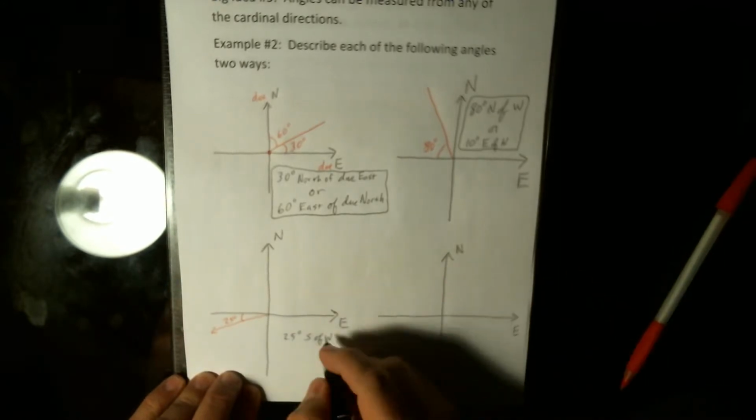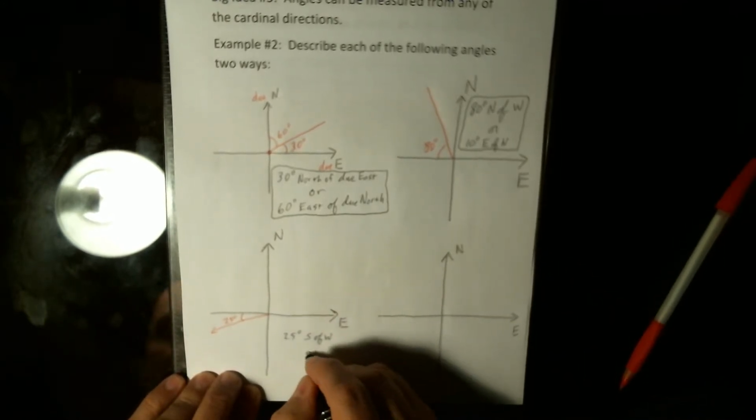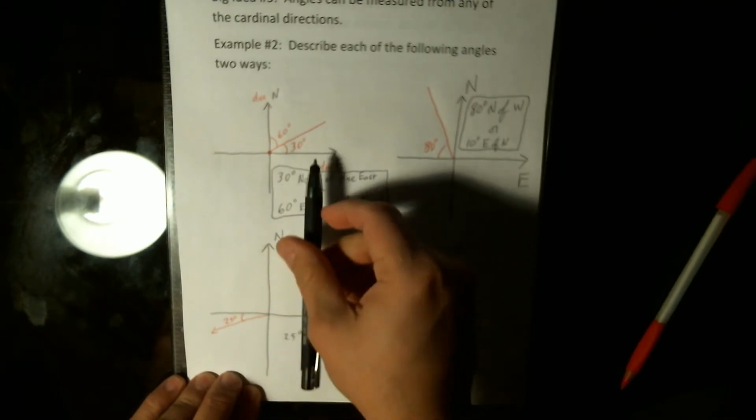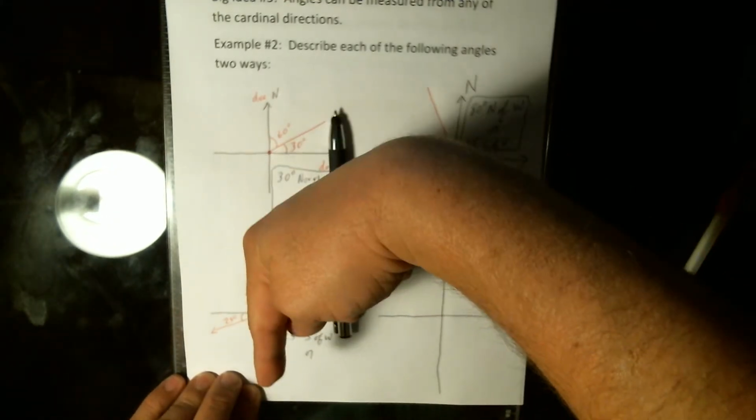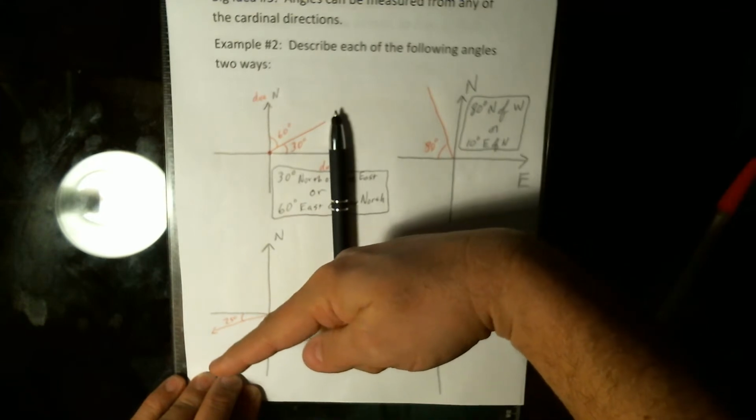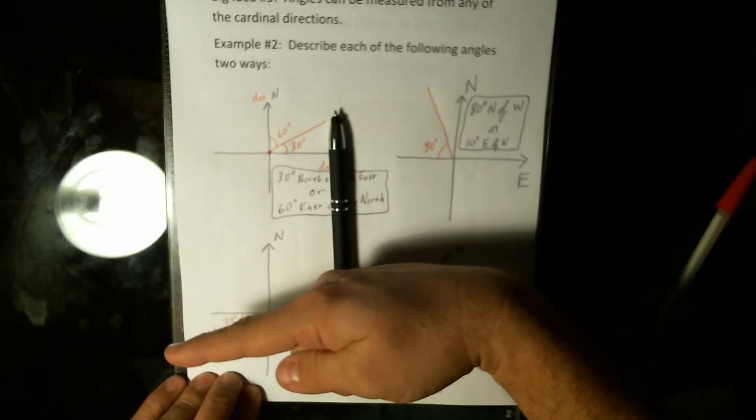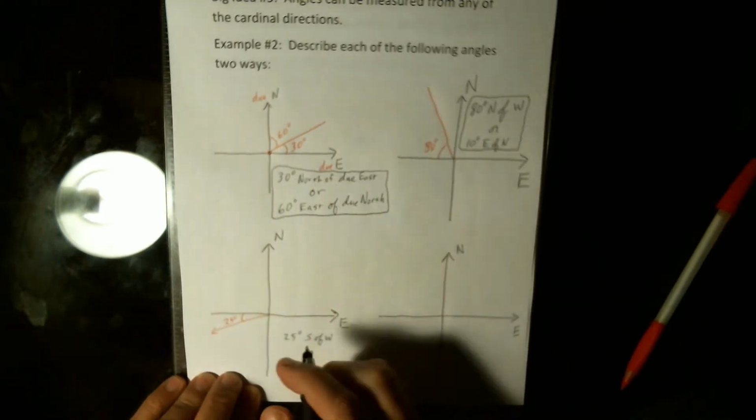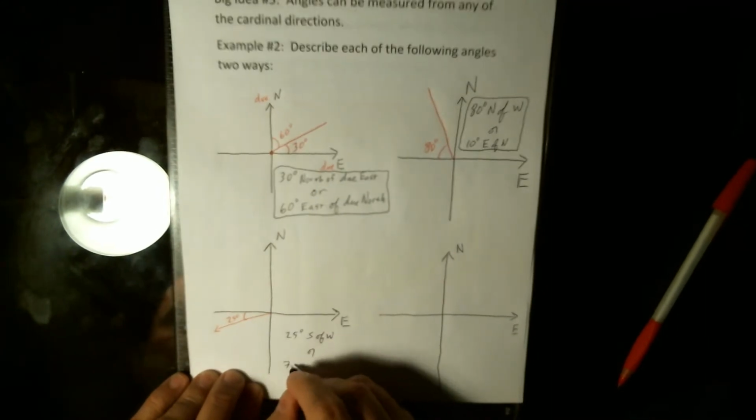Or, now this one down here is 75. So this is due south and I'm going to be going to the west of south by 75 degrees. So it'd be 75 degrees west of south.